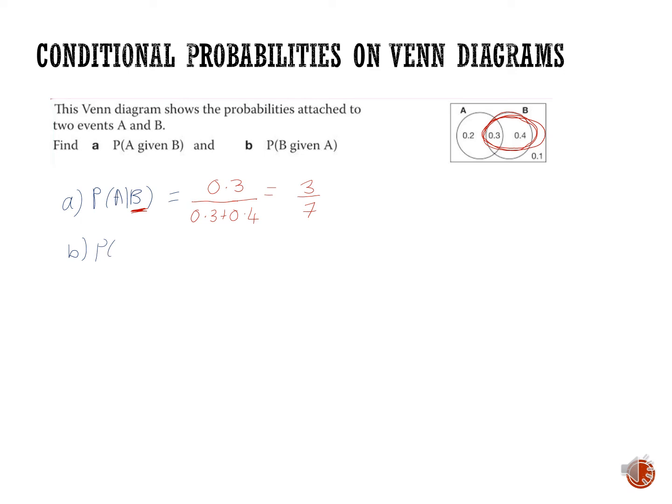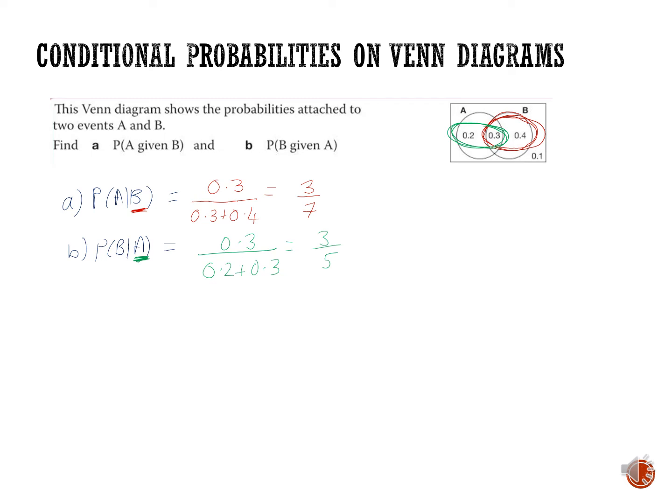So let's do the other one, B given A. So you think about which area I'm going to concentrate on the Venn diagram. Given A, so I'm going to concentrate just on the things in A. On the bottom, the total of what's in A. And on the top, what am I interested in? The ones that are in B as well. So that's going to be 0.3. So that's going to give me 3/5.